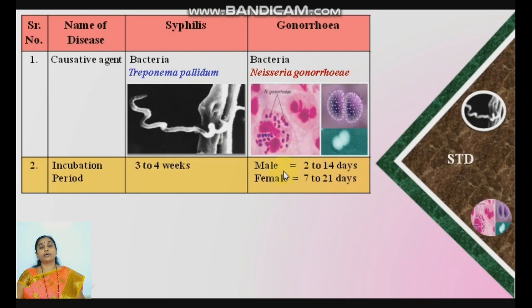Now in case of gonorrhea, it is in days. In male the incubation period is 2 to 14 days, while in female it is 7 to 21 days. This is the difference here. In both cases the incubation period is different. In male, if infection occurs, the first symptom develops after 2 to 14 days, and in female the first symptom develops after 7 to 21 days. That is the incubation period.